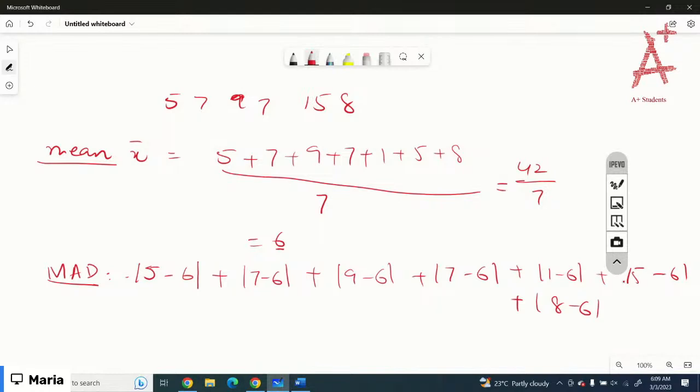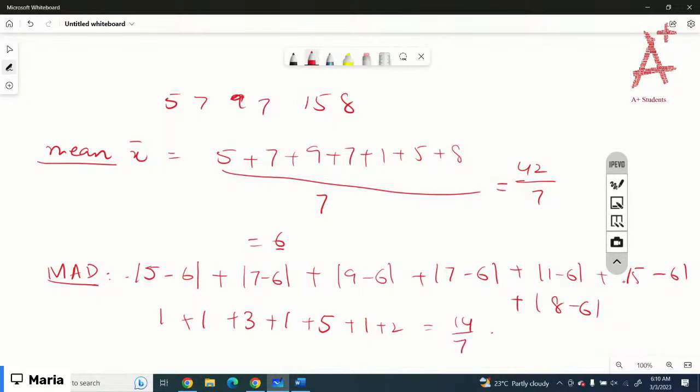Got it? 6 minus 5 is 1. 7 minus 6 is 1. 9 minus 6 is 3. 7 minus 6 is 1. 1 minus 6 is 5. 5 minus 6 is 1. And 8 minus 6 is 2. Just add them all. 3, 4, 5, 6, 7, 8, 9. And 9 plus 5 makes 14.